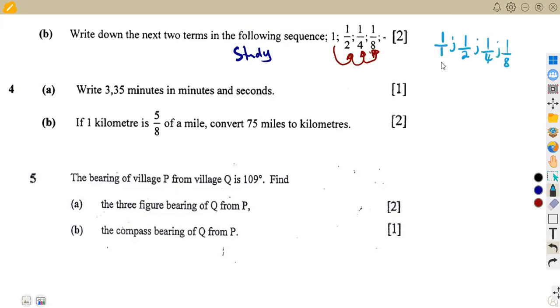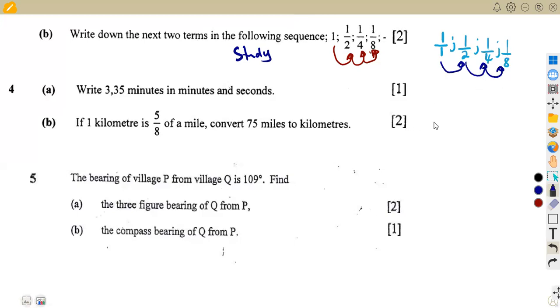What is happening here from 1 to 2? The one on top is not changing. What is happening from 1 to 2, from 2 to 4, from 4 to 8? We are simply multiplying by what? By 2. That is the whole idea of our question.